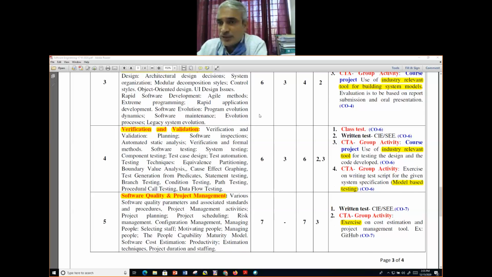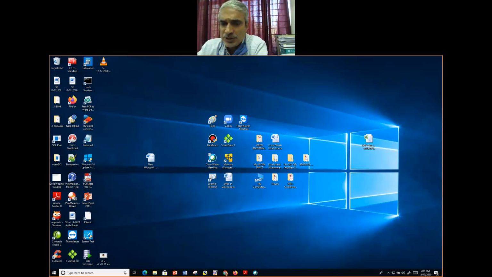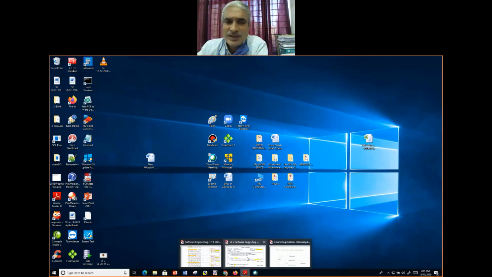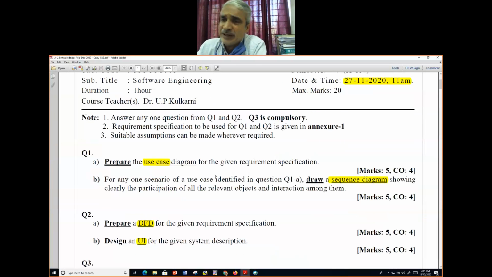Now, when you look at this IA2, I'll show you the IA2 paper. These questions are going to appear every time: prepare the use case diagram, prepare the sequence diagram, prepare the DFD, design the user interface, or prepare the state diagram. But the scenario will be different. Please remember, all these questions are going to appear, but the context given to you will be different. Ashish, okay? Yes, sir.